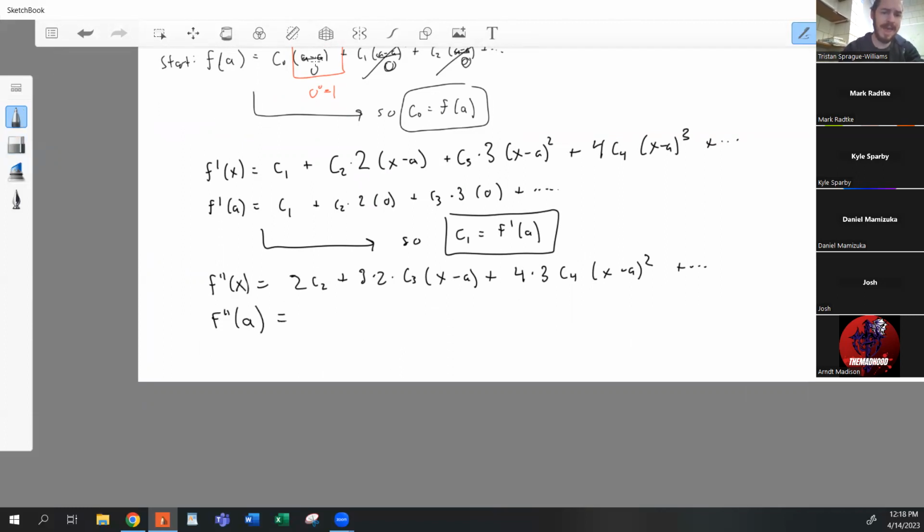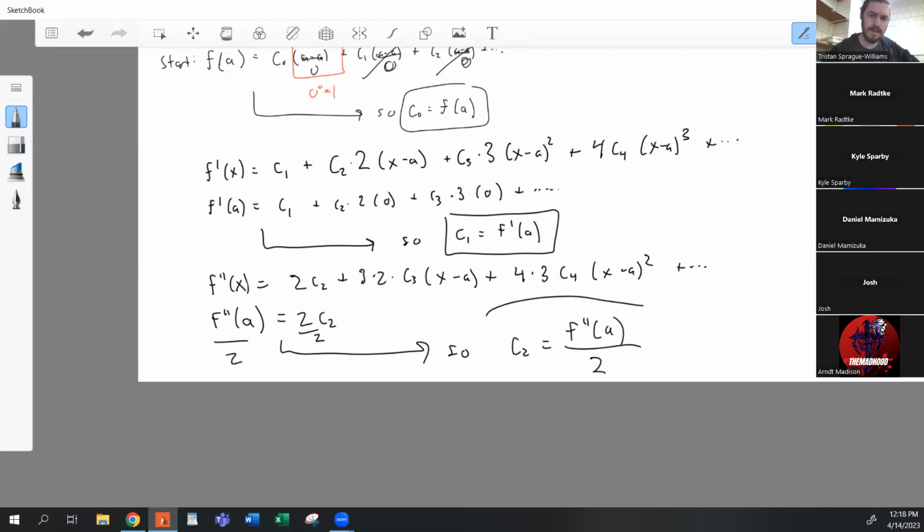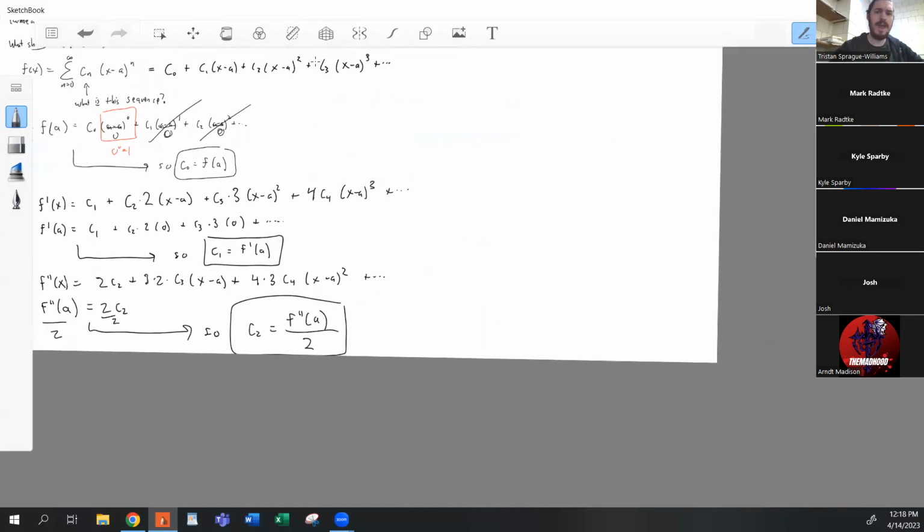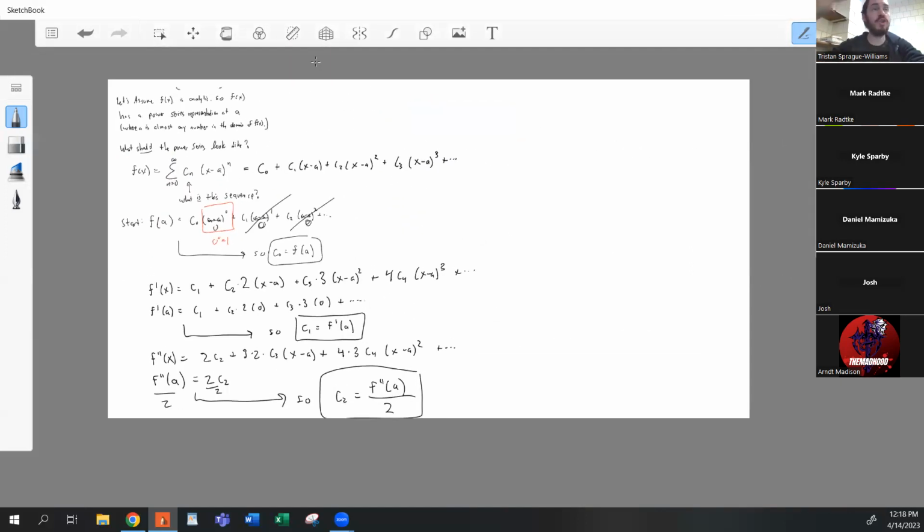Now again, we evaluate it at a. Everything is 0. All of those are 0, and all we have left is our constant term. So now C2 is not going to be f double prime of a, because we're going to have to divide both sides by 2, right? So it's going to be the second derivative of f, evaluated at a, divided by 2. There's our next coefficient. And this process of taking a derivative of the power series and then evaluating at a and solving for the next coefficient can continue.